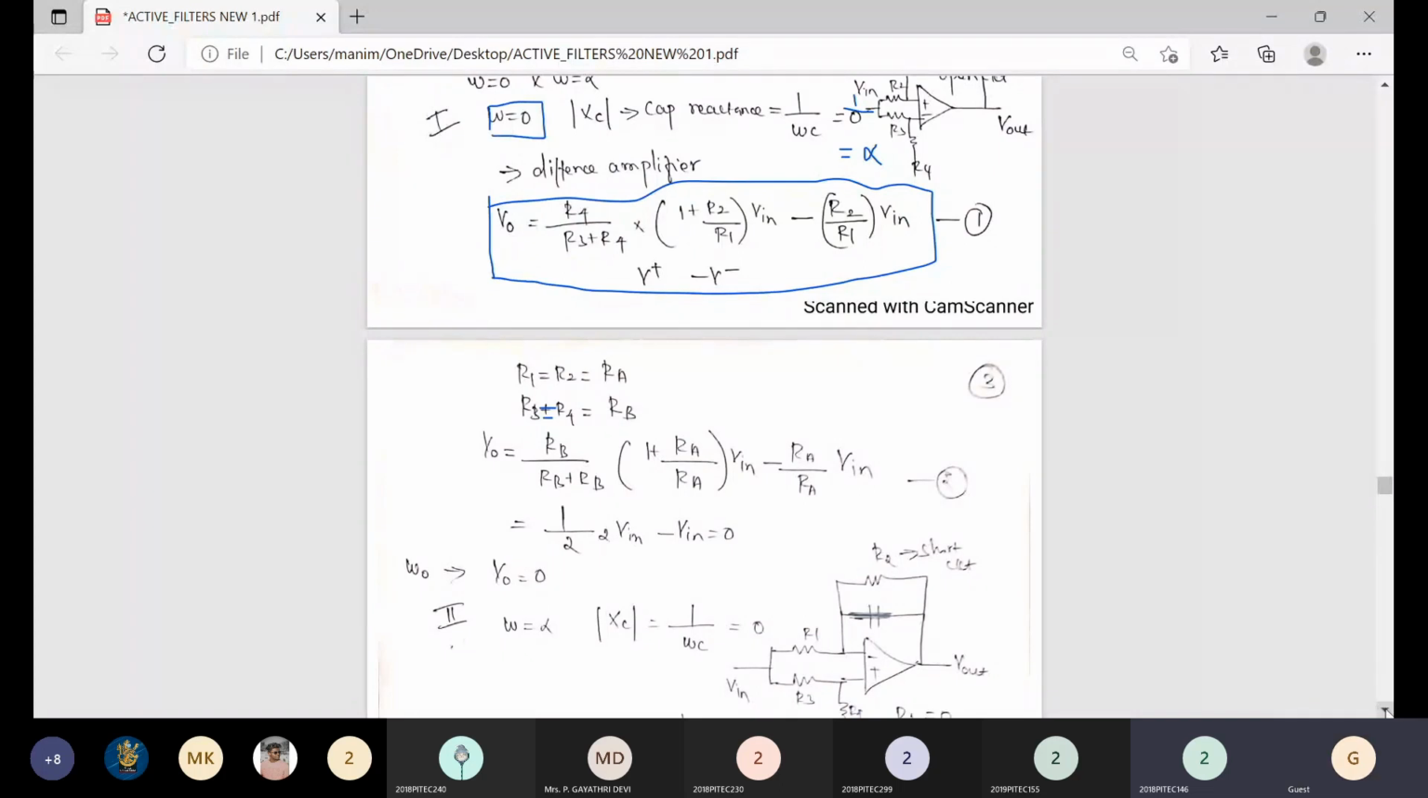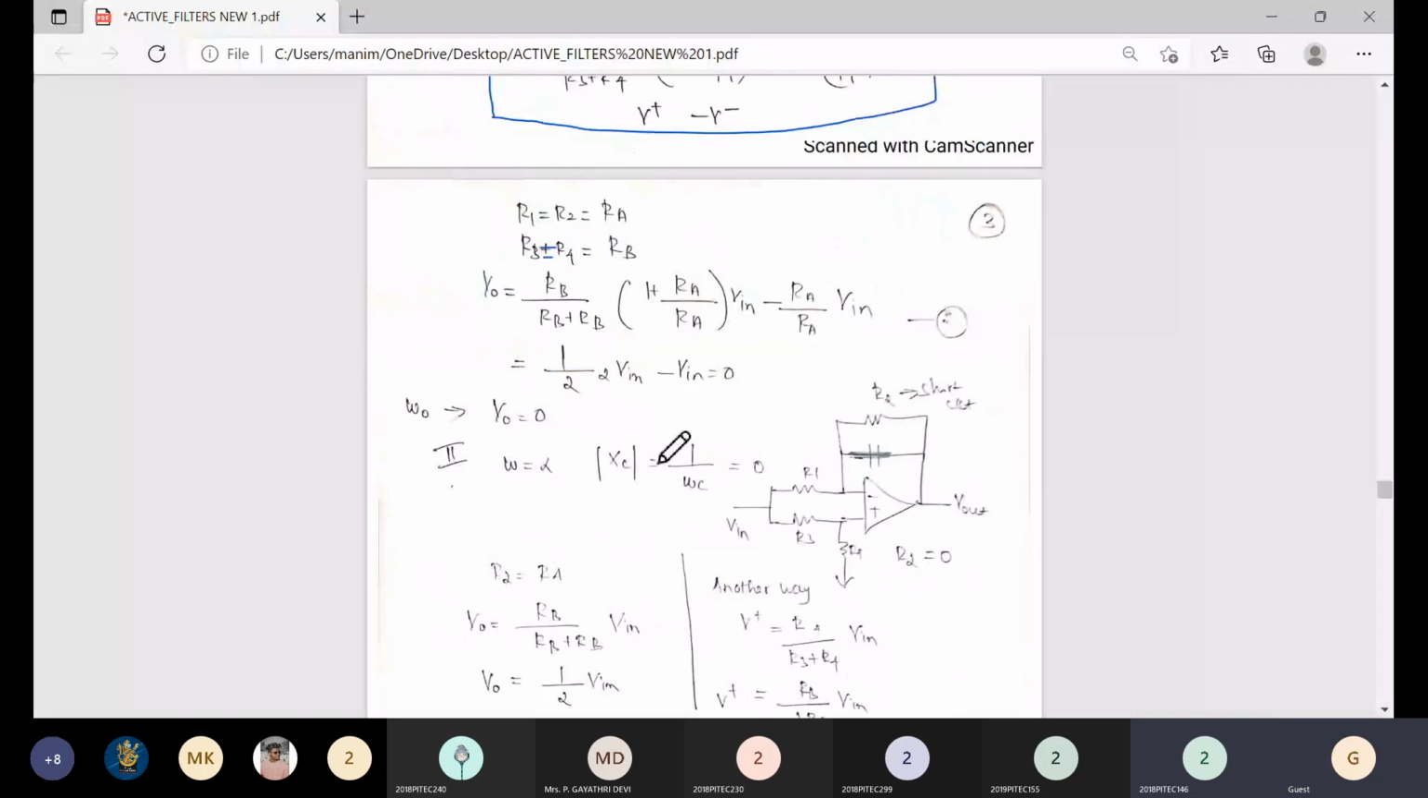So omega equal to infinite. Omega is infinite, so what is the capacitive reactance? The capacitive reactance is 1 by omega C. Here omega is infinity, so 1 by infinity is 0. It is 0, which means the capacitor acts as a short circuit, right? So no current flows through this capacitor. So R2 also acts as a short circuit, and only we consider R1, R3, R4. We don't consider the capacitors and the R2 resistance.